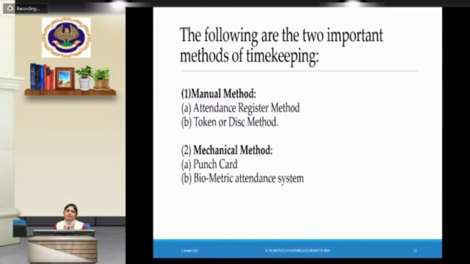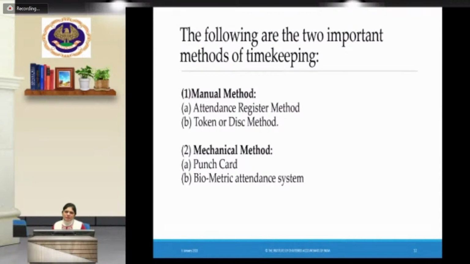but he can even sign, for yesterday's attendance, he has come today and then he has signed. So a lot of manipulations are there, scope of manipulations. There is an attendance register manual, but it's an age-old method. So in small organizations, still sometimes, attendance register is being used.